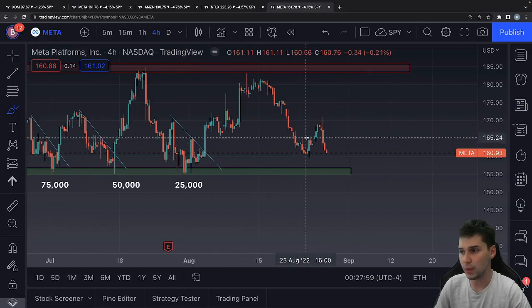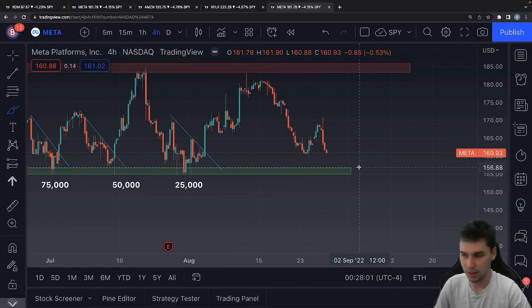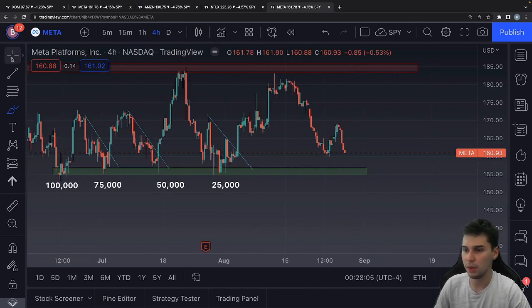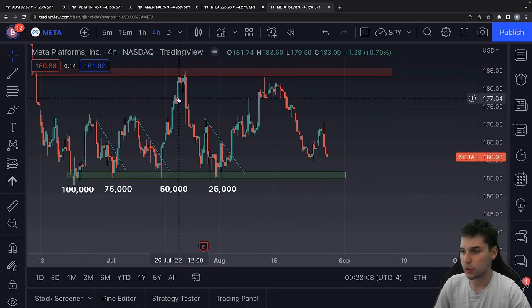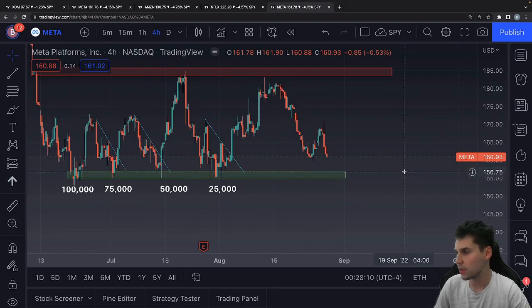Is this a trade I would take on Meta? Yes, it is something I would still take. Why would I take it? Because it is such a very, very well defined risk reward. I enter at the top of this demand zone and I stop out below the bottom of this demand zone.